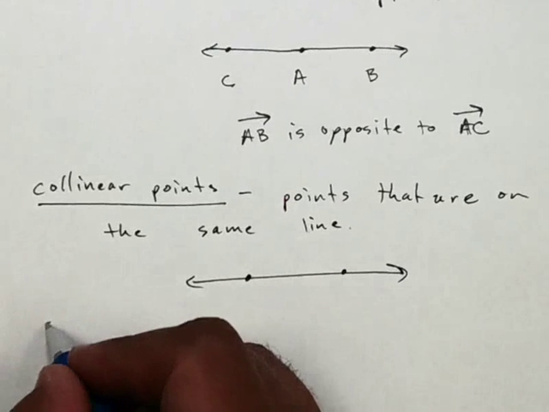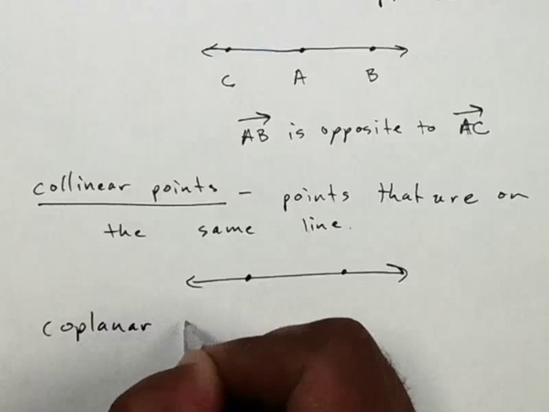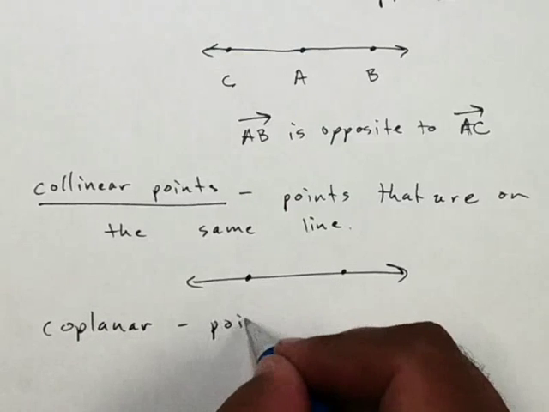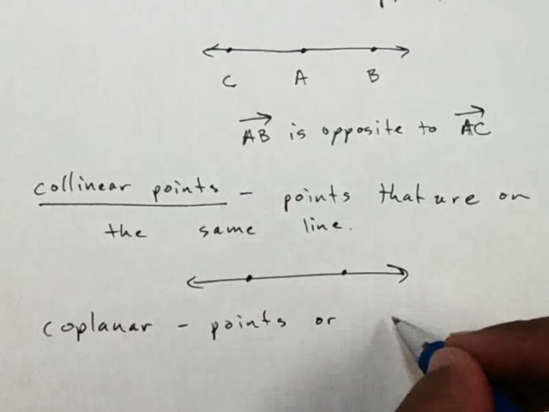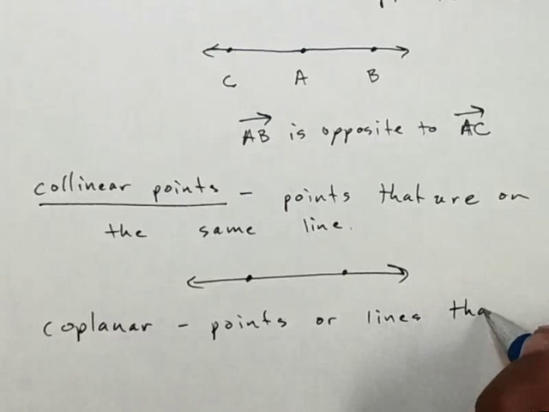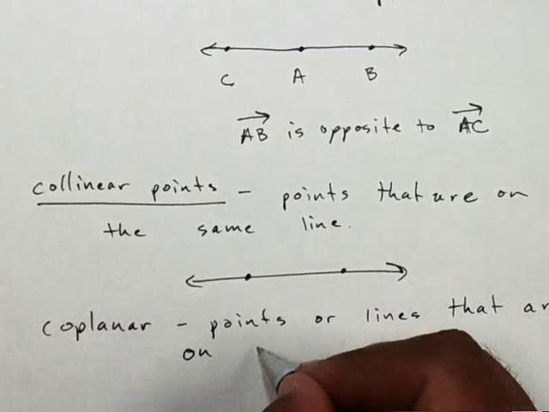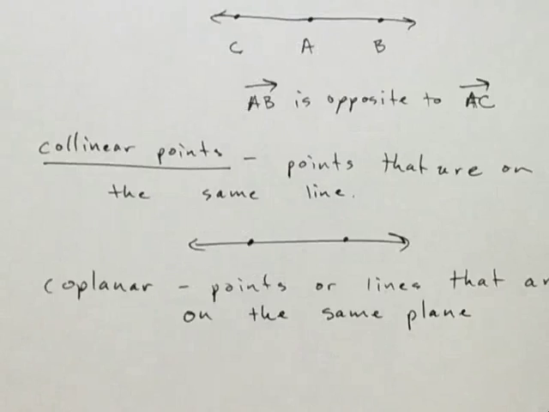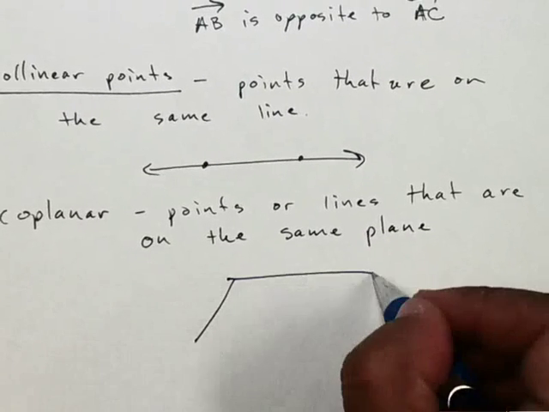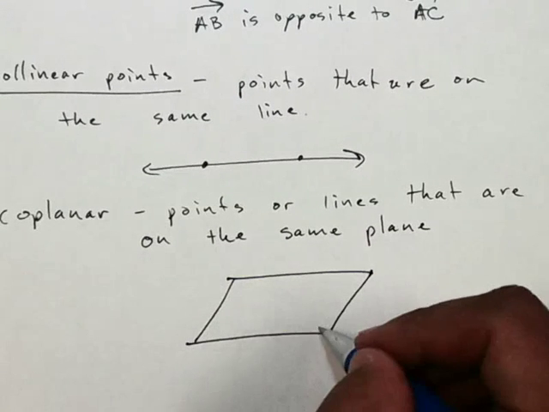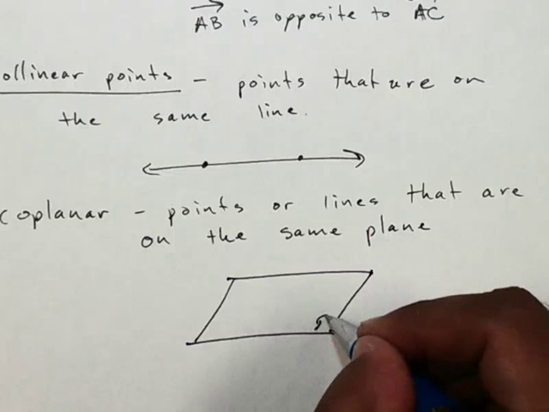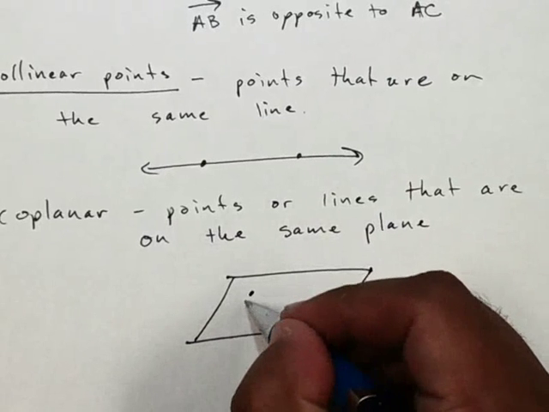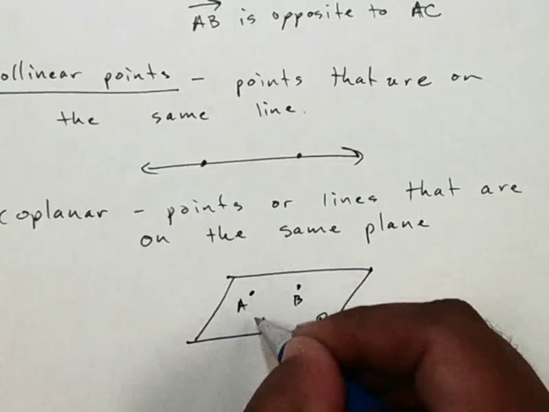Next word we have is coplanar. And that could be points, could also call them lines. Points or lines that are on the same plane. And so to draw that, usually we just draw a parallelogram. And I'll just call this plane P. And then any points that would be on this plane, we'd call it A, B, and C. Those would all be coplanar.